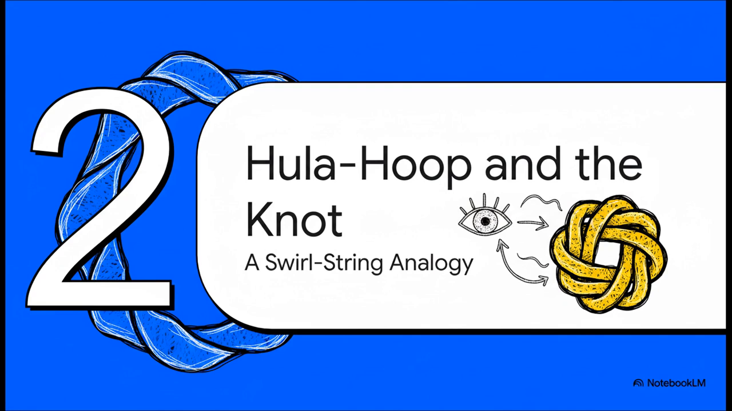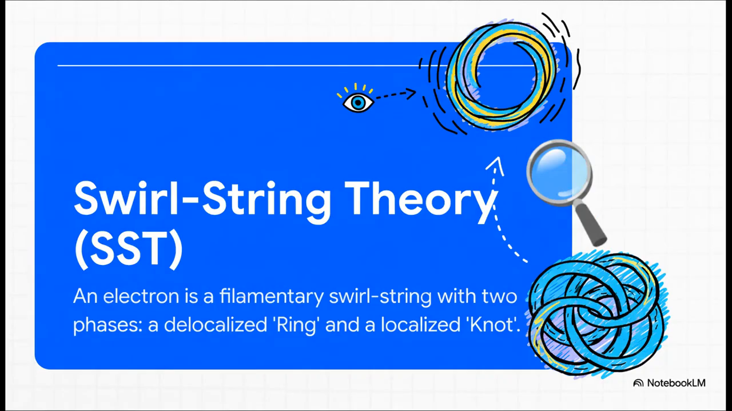Well, a new theory called Swirl-String theory, or SST for short, proposes a surprisingly physical picture, something you can actually visualize. It gives us a whole new way to think about the electron, and it all comes down to a really simple analogy: a hula hoop and a knot. So here's the core idea.